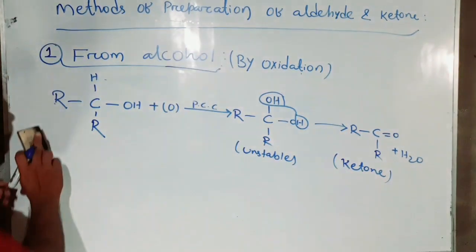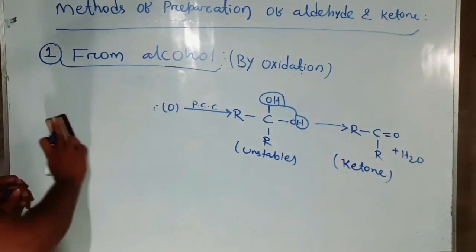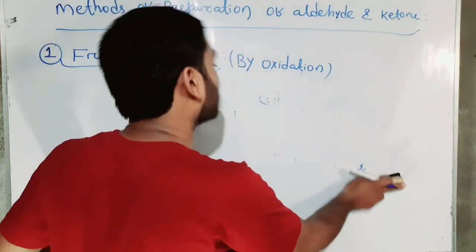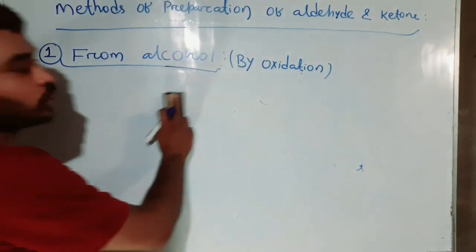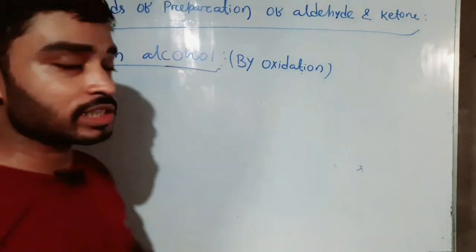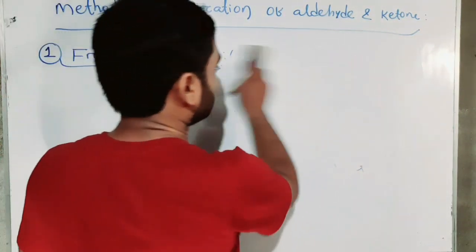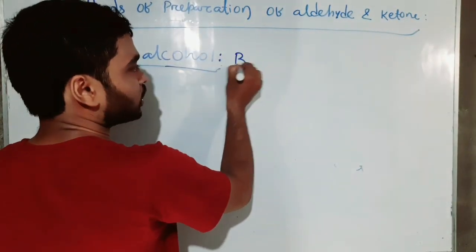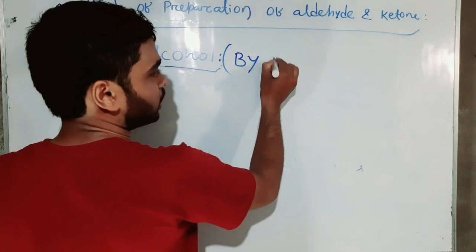Let's move to another process of preparation of aldehyde and ketone, and the next process belongs to the dehydrogenation method. Whose dehydrogenation will occur? Dehydrogenation means, first I am writing the process, after that you will understand. What I have told? The method is dehydrogenation.